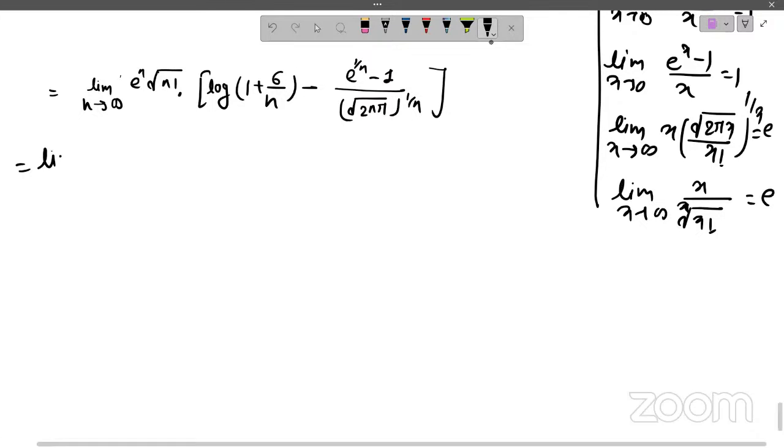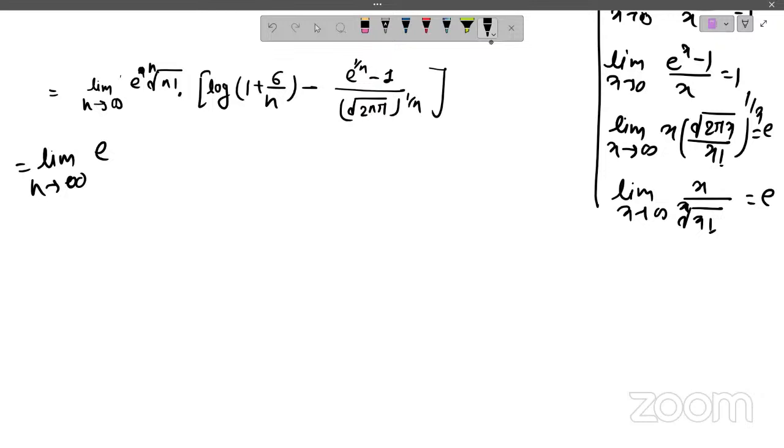So first is e to the power n. Sorry, it's not e to the power n, it's the nth term. So e is a constant, so we'll leave it as it is. Now we have this thing. For now, let's focus on the bracket terms and see what we can do. So this is log of 1 plus 6 by n. I have something like log of 1 plus x by x, so I'll try to reduce it to this form.